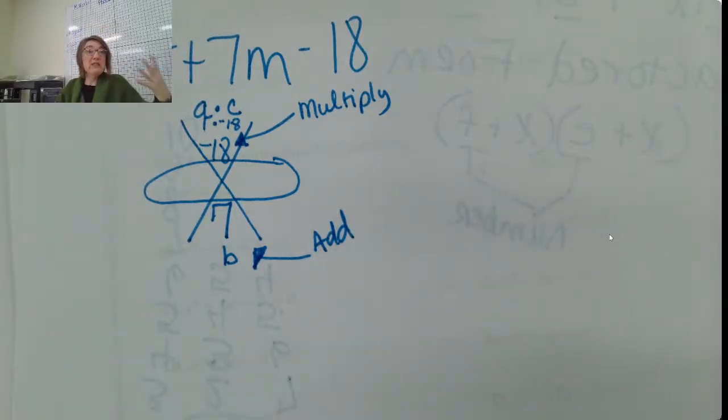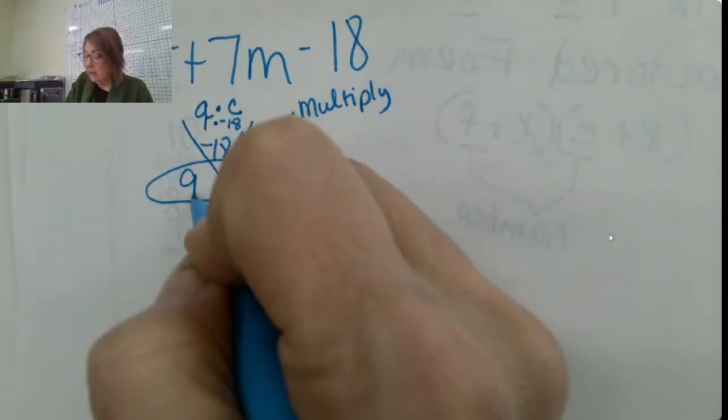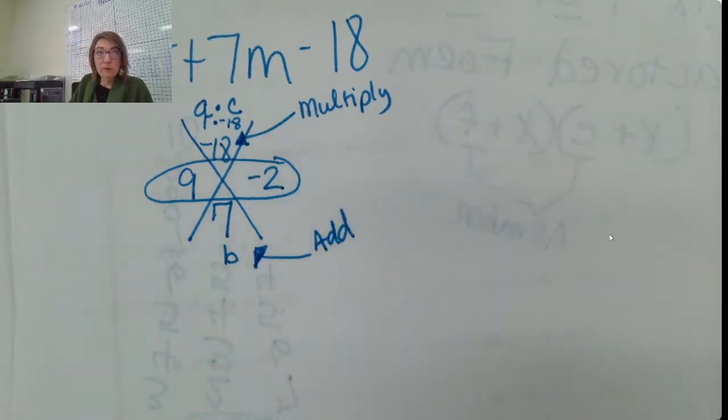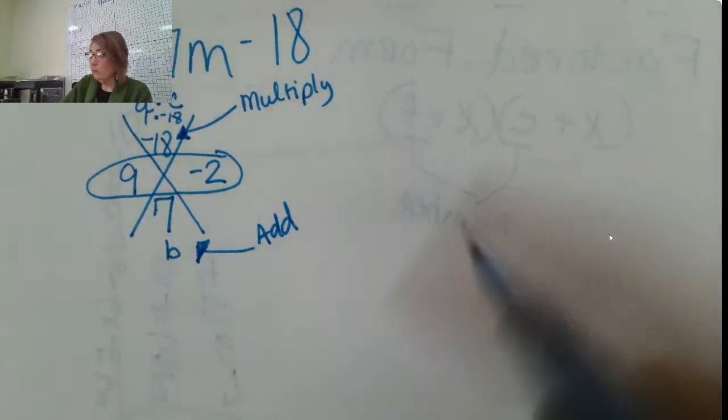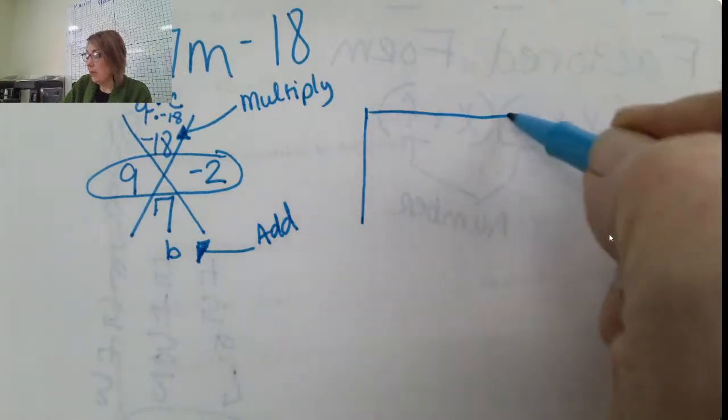Now, we already did this one, so we know what those answers are. What are the two numbers that multiply to get negative 18, but add to get 7? 9 and negative 2. Now, since this is a basic one, we could actually stop right here. But I want to show you the next step for the ones that are harder. If they are harder, then we're going to go from this into a Punnett square.